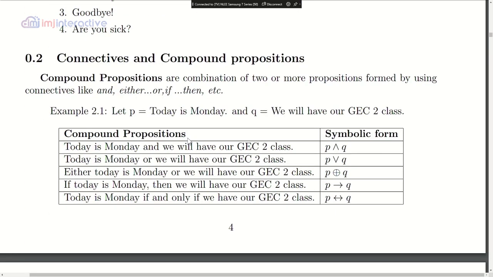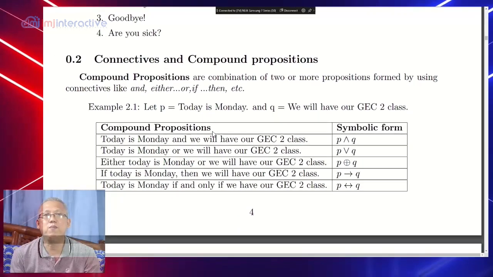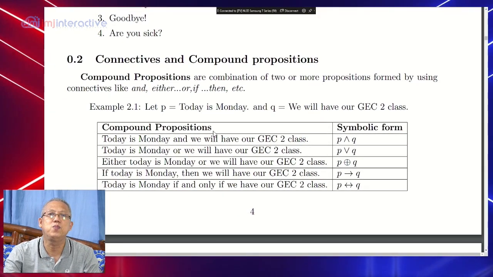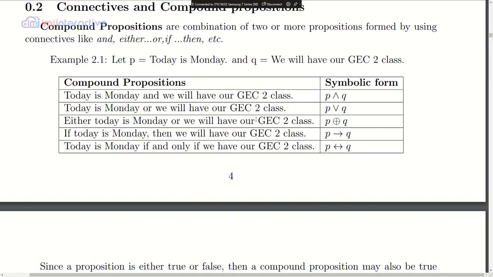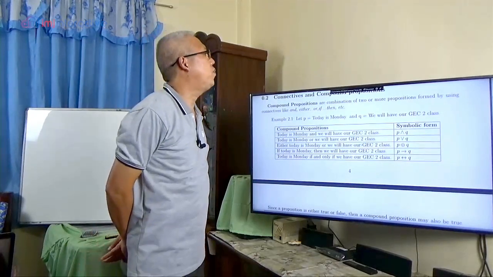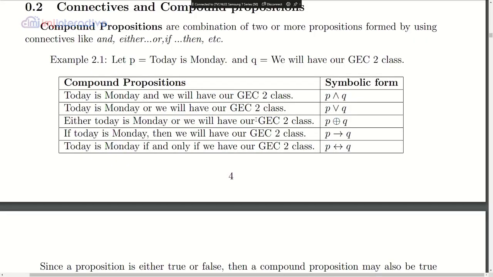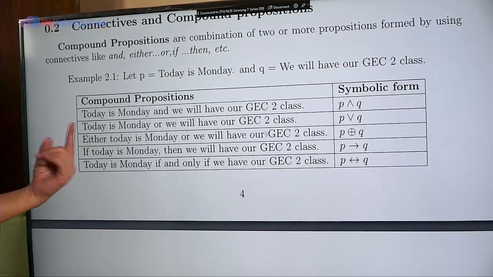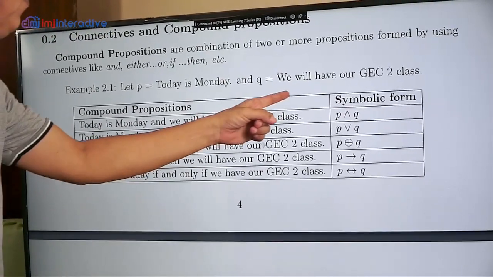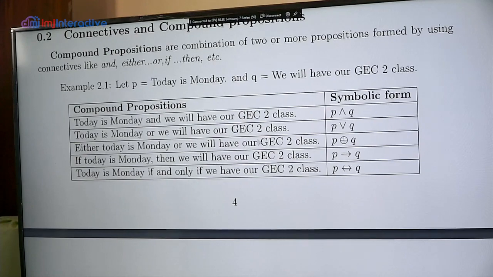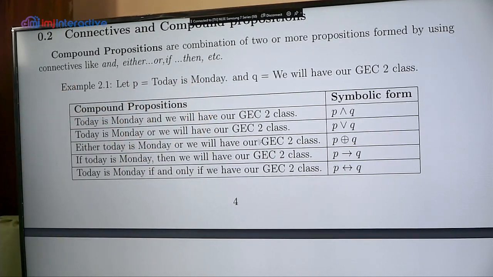Now, propositions can be combined. When you combine propositions, they are called compound propositions. Now, compound propositions can be classified in the following forms. Compound propositions are a combination of two or more propositions formed by using connectives like and. So, let's say, for example, one proposition is today is Monday, P. Another proposition, Q, we will have our GE2 class. So, you can combine these two using connectives.